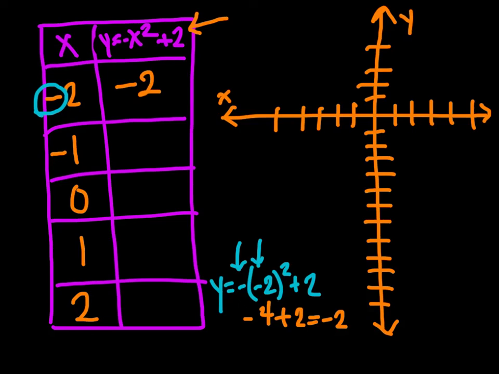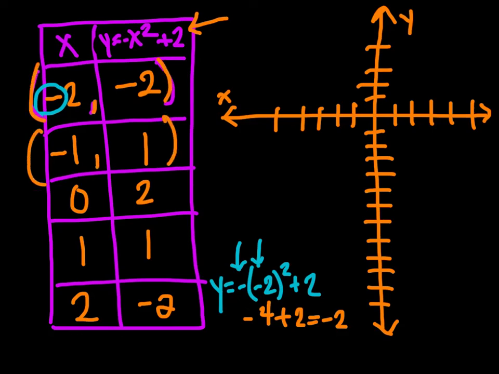I'm going to pause this and fill out the rest of the table, and we will continue on after that. Alright, once again, it was a lifetime in my world, but it was super quick with you. So here we go. Here we have all of our points. We essentially have coordinate pairs here. We have negative 2, comma, negative 2. And I'm going to put that in different colors. We have negative 1, comma, 1, 0, comma, 2, 1, comma, 1, and 2, comma, negative 2.